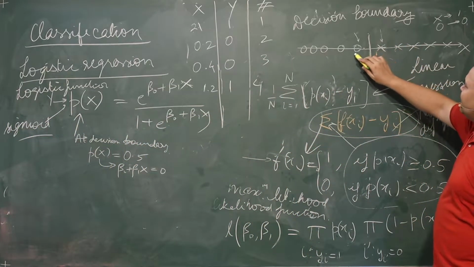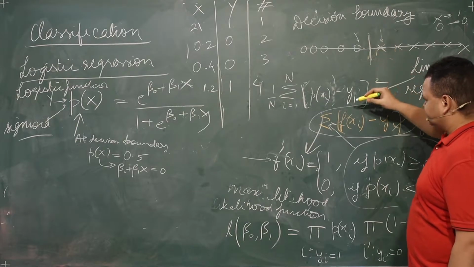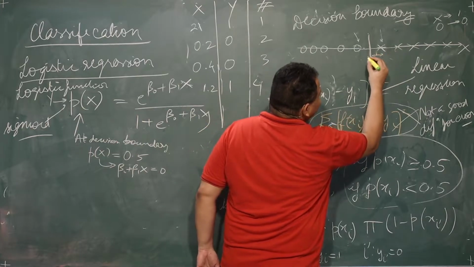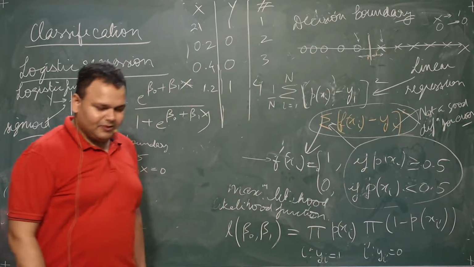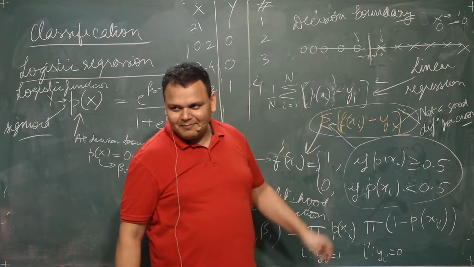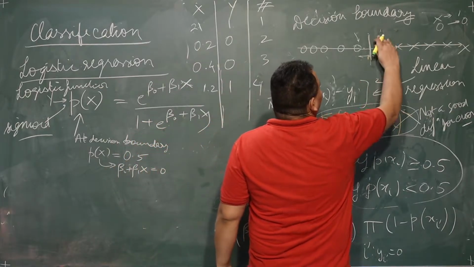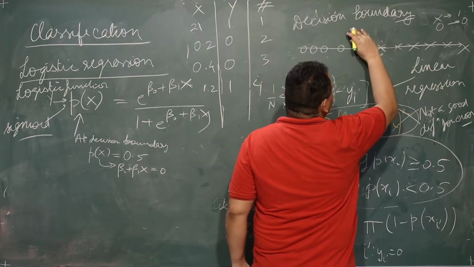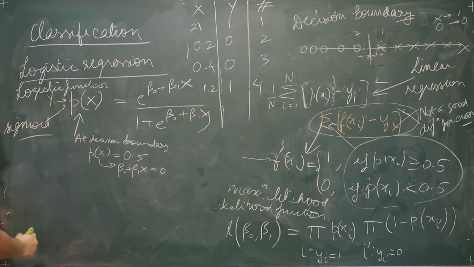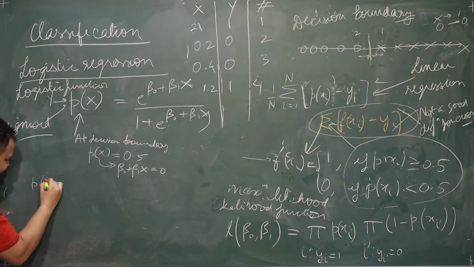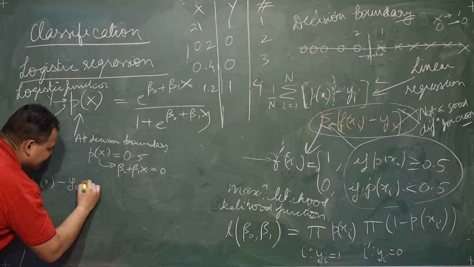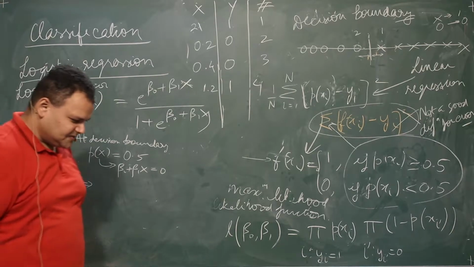So the probability of... let us look at that. Let us say that the distance of this is equal to the distance of this. If that is the case, what is going to happen? Let us call this point 1 and this point 2. Now P(x1) minus y1, how much will that be in this case?